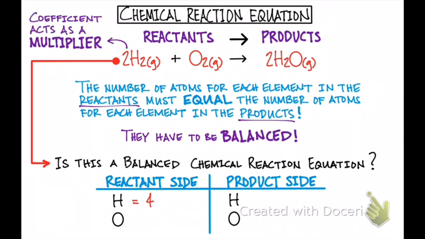And this basically acts as a multiplier. And we also have 2 oxygens. On the product side, we have 4 hydrogens and 2 oxygens. Here you can see that it is indeed a balanced chemical reaction equation.